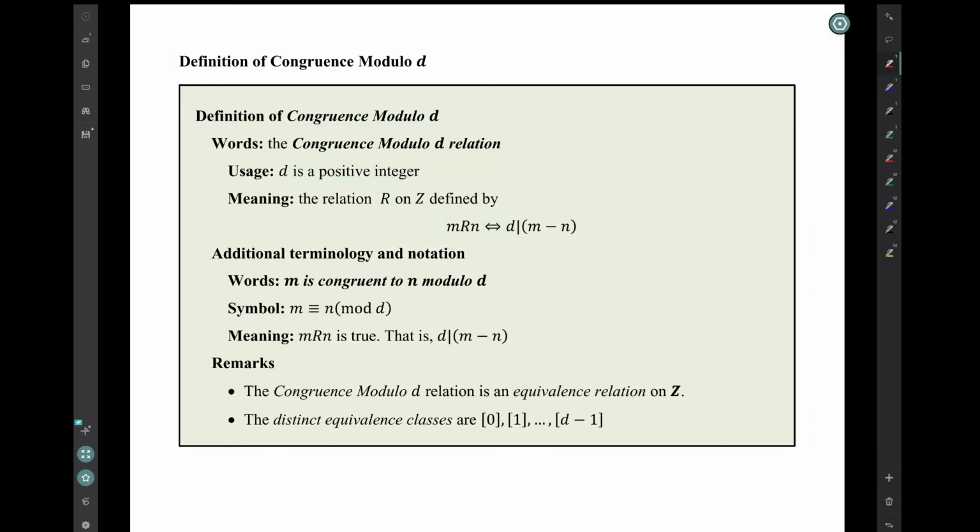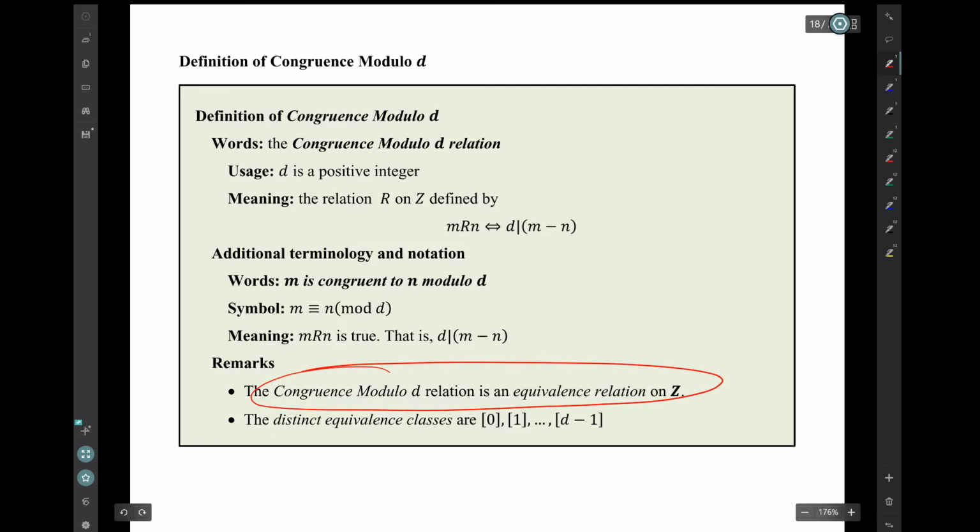There's some additional terminology and notation. These words, m is congruent to n modulo d, written this way. We use this triple equal sign. We say m is congruent to n modulo d is the way it's spoken, and this is the way that this symbol is written. And what it means is m is related to n. That is, d divides m minus n. Now, based on what we did in the proof of congruence modulo 4 above, you can see the proof would be the same for congruence modulo d, that it is an equivalence relation.